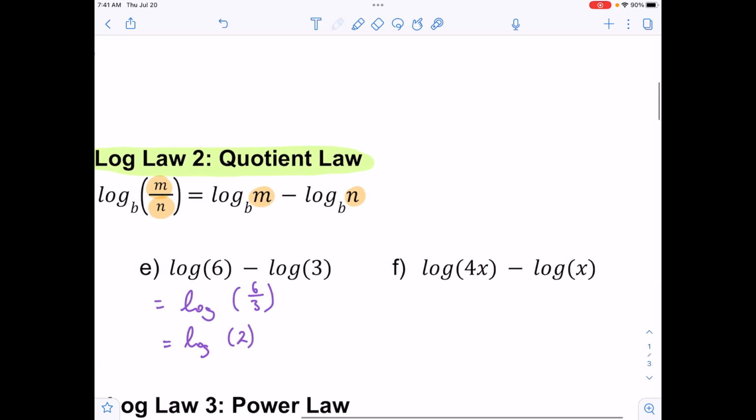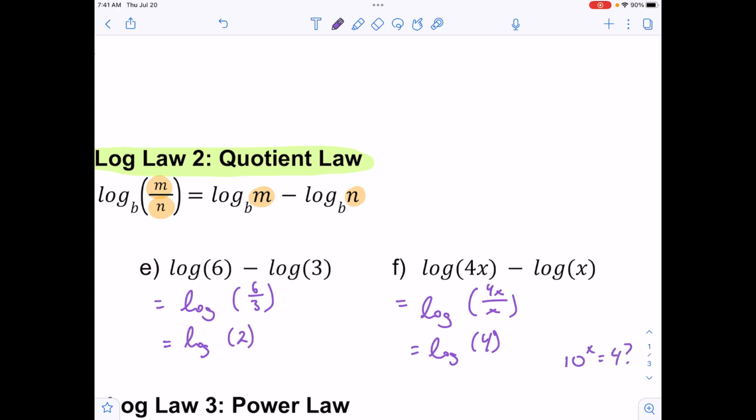Last one here, log of 4x, take away log of x. This will be log of 4x divided by x, or just log of 4. And again, is 10 to the power of something 4? Is that possible? No. And again, I know it's 10. There's an invisible 10 down here. When there's no base written, it's always an invisible 10.